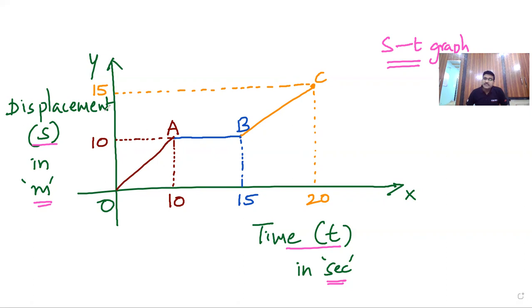Now, what does he say? He says to find the velocity in the regions OA, AB, and BC. That means he requires the velocity in the OA region, in the AB region, in the BC region. Clear? Now observe.